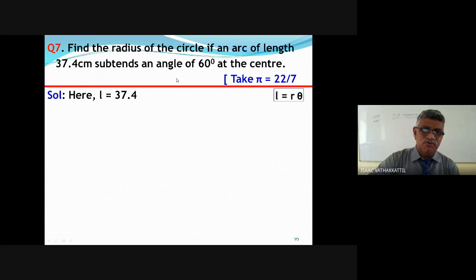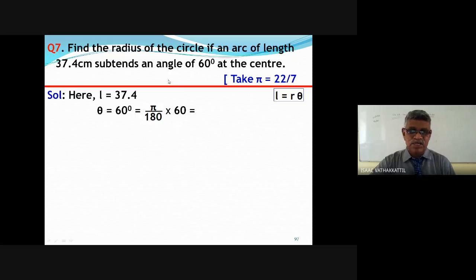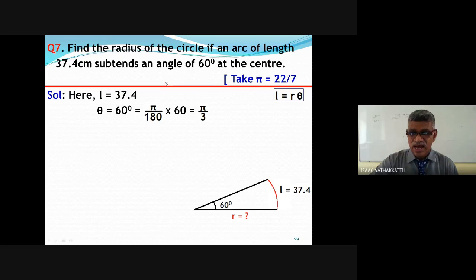L equal to 37.4, the length of arc. Theta is equal to 60 degrees. We know how to convert: pi by 180 times 60, that is pi by 3 radians. So L equal to 37.4 and theta is equal to pi by 3 radians. We want to find r, the radius of the circle. What is r? r equal to L by theta, because L equal to r theta.